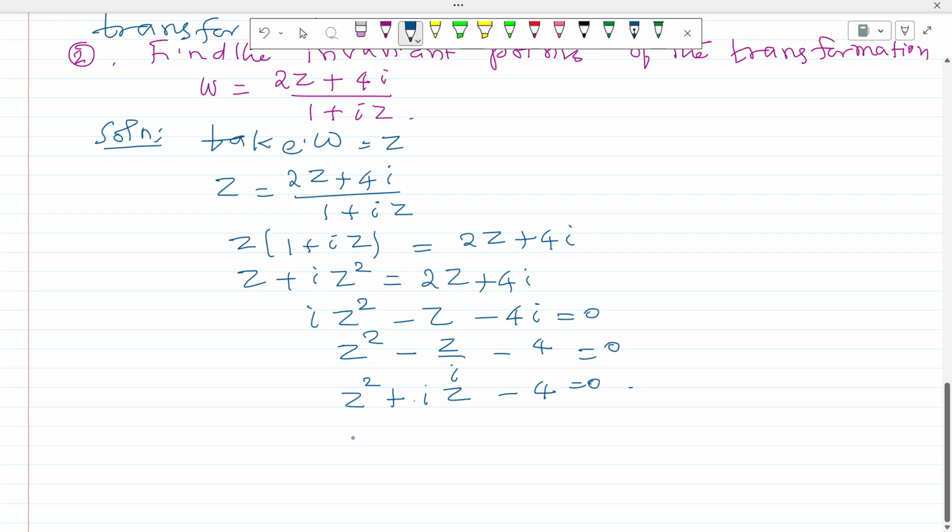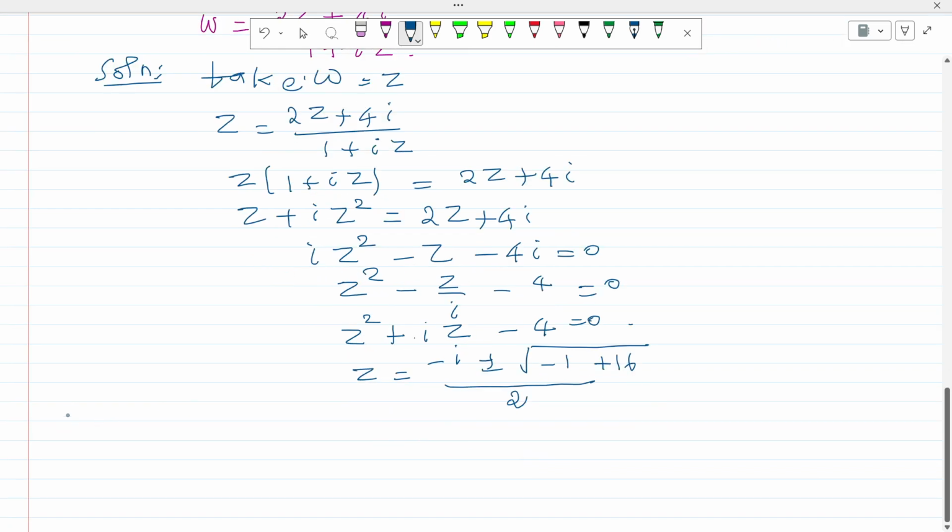Then what is that value? Using the formula minus b plus or minus root of b square minus 4ac by 2a, we get minus i plus or minus root of minus 1 plus 16, divided by 2. So what are the invariant points here? Minus i plus root 15 by 2, comma, minus i minus root 15 by 2 are the invariant points, or the fixed points, of the transformation.